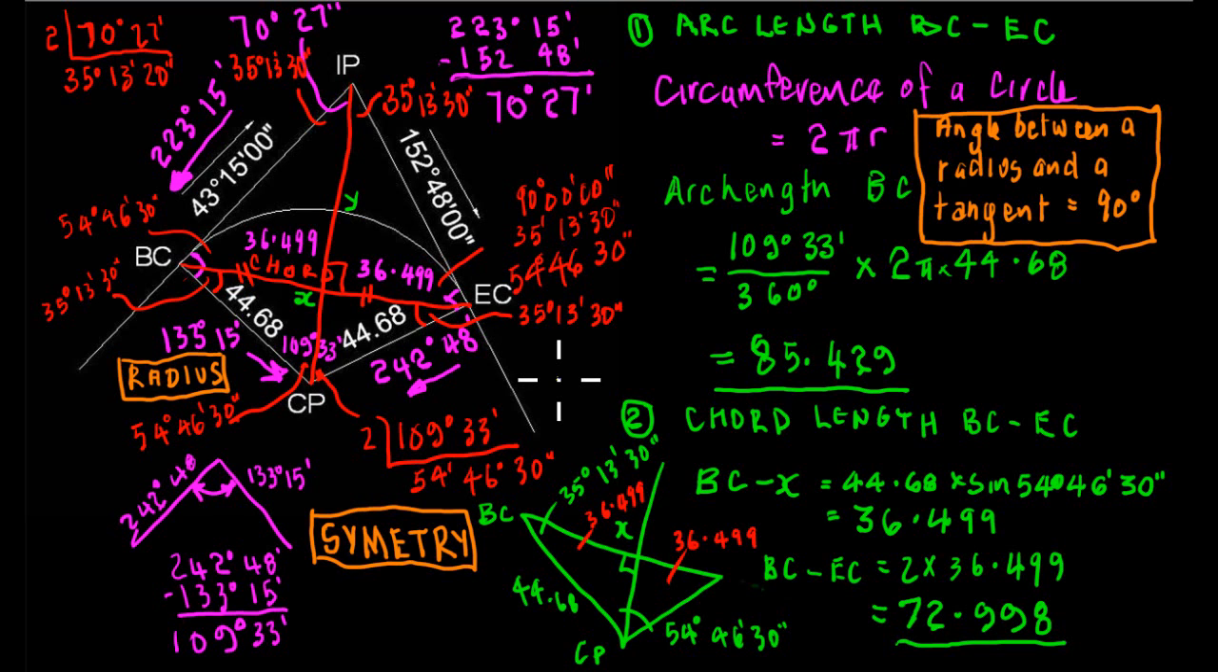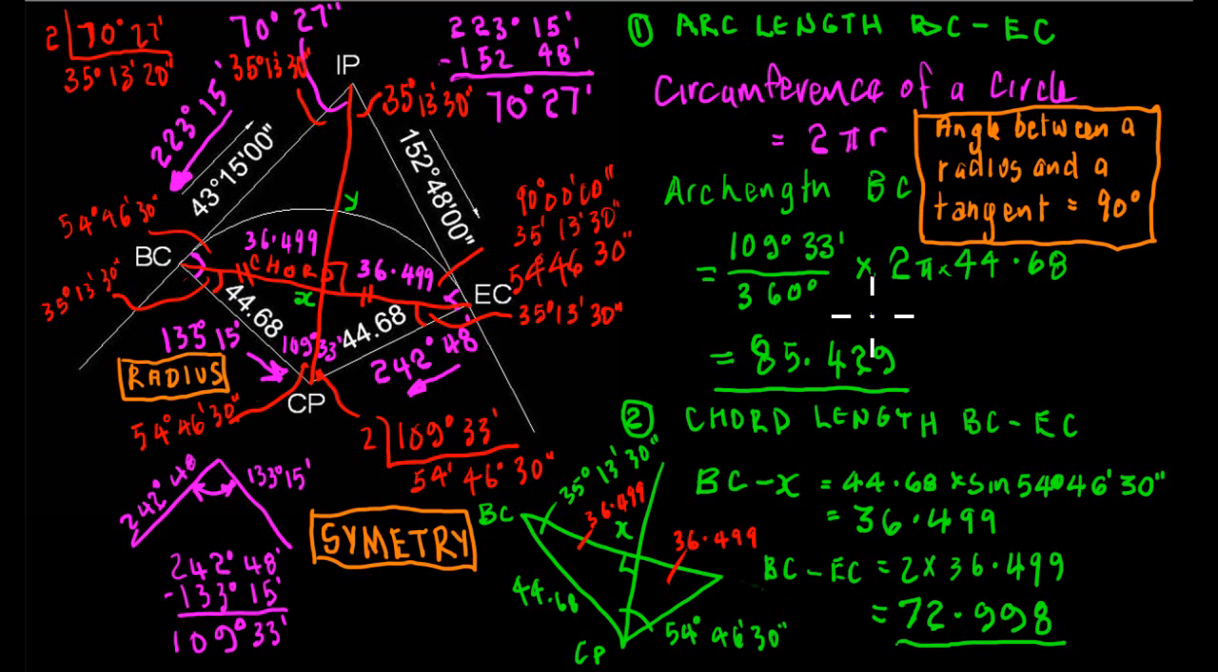Amazing. So the arc length of BC is only a fraction of the total length of the circle. So the total circumference of our curve here would be 2 pi times 44.68, the radius. And we just want that fraction of it subtended by the angle, the central angle, 109 degrees 33. And so we put that over 360 degrees, which gives us the fraction. So there you go, 109 degrees 33 over 360 degrees times the circumference of the circle, so the fraction of the circle that the arc represents times the total circumference of the circle, and that works out at 85.429.